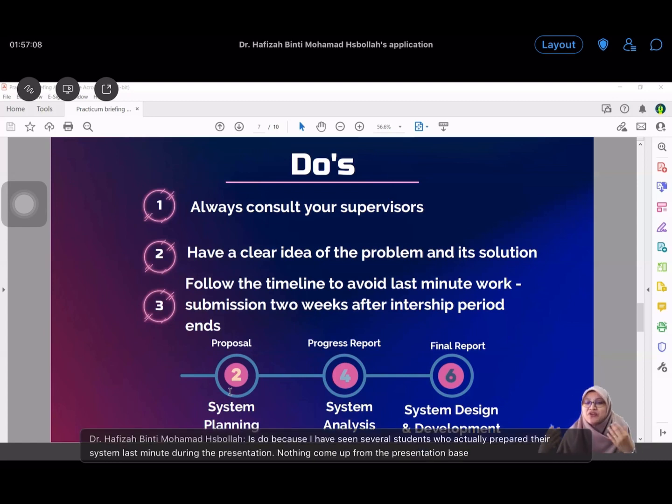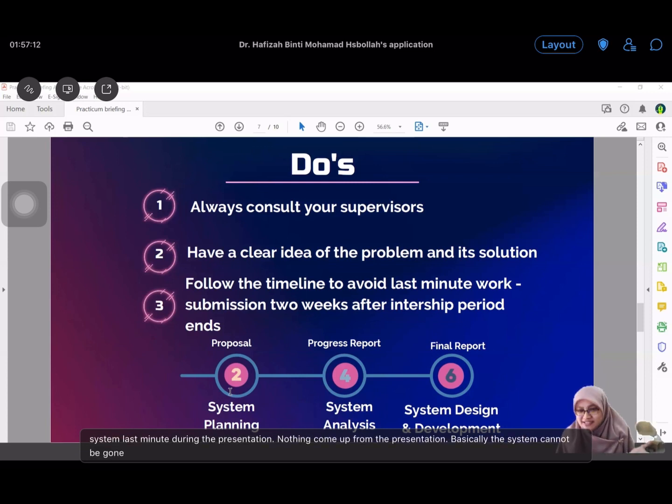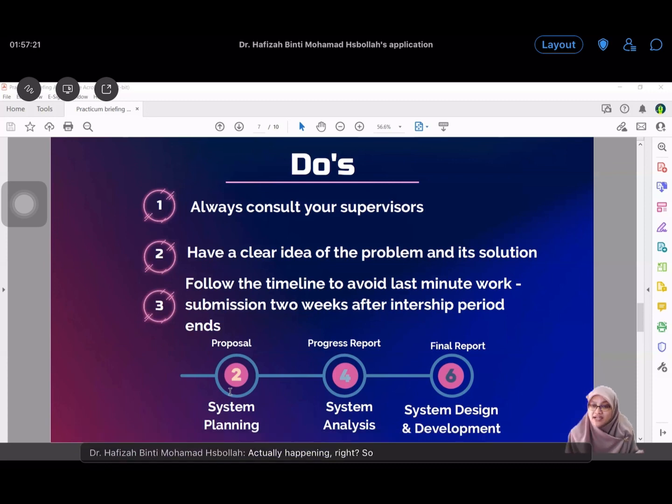The system cannot be run, the system is lagging, and so many things. So how do the lecturers want to give you marks if that is happening? Right? So try to follow the guideline and always consult your supervisors.